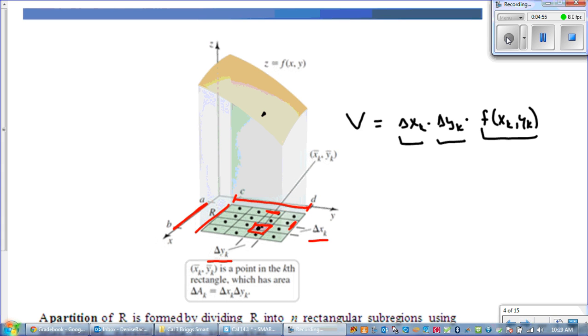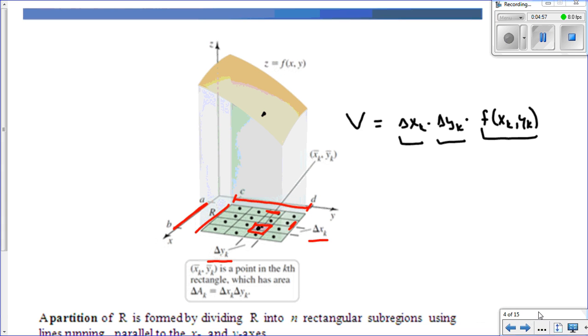So this is a partition of R, where we've divided the x-axis and the y-axis into subintervals.